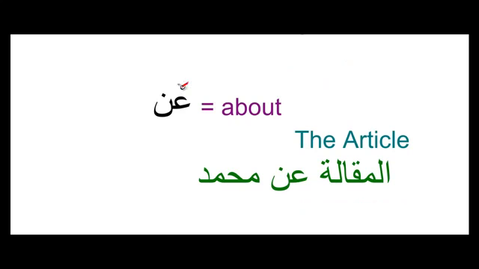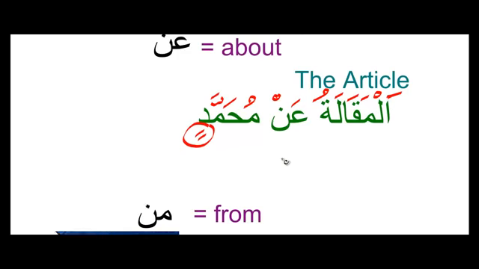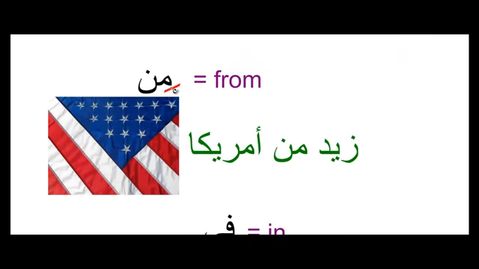Next we have an. And an means about. So here, for example, we have al-maqalatu an Muhammadin. The 2 kasras are there again because we have the word an before Muhammad. And al-maqala means an article, like a newspaper article. So al-maqalatu, the article, an Muhammadin, is about Muhammad. It's regarding Muhammad. Okay?